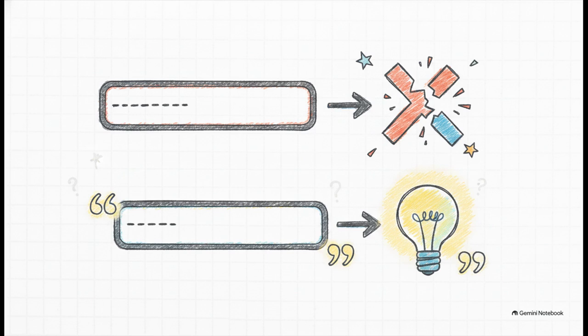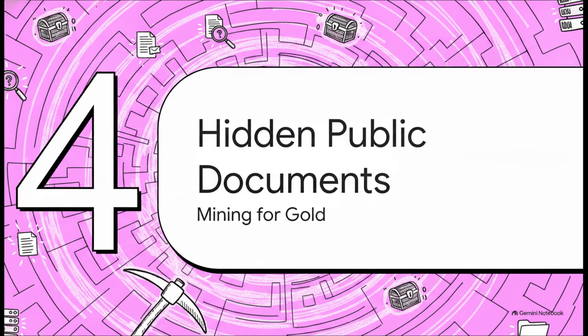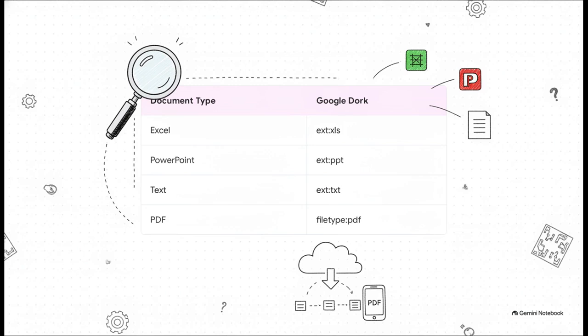It is absolutely crucial. All right, on to Section 4, Searching Hidden Public Documents, Mining for Gold. Let's move beyond standard websites for a minute and hunt for the actual files hiding on servers. Because let's face it, the real intelligence usually isn't sitting right there on the homepage. We can use advanced operators, which are often called Google dorks, to completely bypass normal web pages. By combining your target's phone number with commands like filetype:xls for Excel files or filetype:pdf, you're instructing the search engine to only return raw documents.